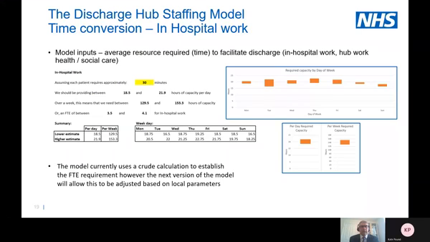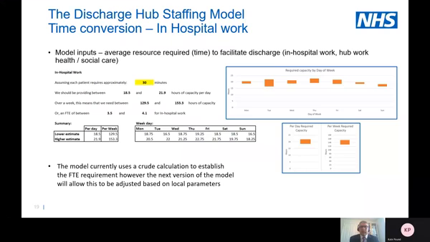The next input that is displayed is the average duration of resource required to support each patient from the hub for in-hospital or in-reach work. You will see that there is a figure highlighted in yellow, which is the average resource required. And this differs, and will be shown on subsequent slides, for the hub work for health and also the hub work for social care. Also shown here is that this gives us a conversion to time and ultimately full-time equivalents required.